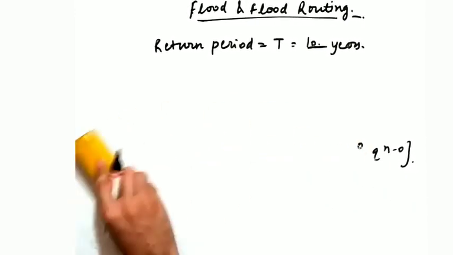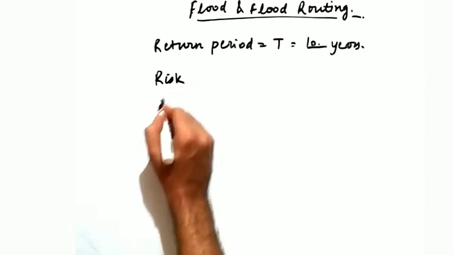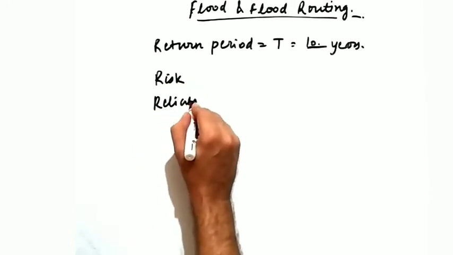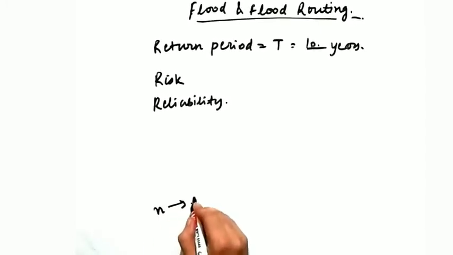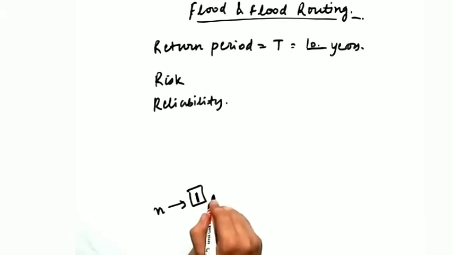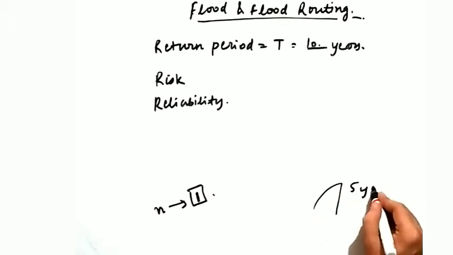Now see, there are 2 terms related to probability. One is called risk and one is called reliability. Risk means that the particular structure is at risk, that means in n number of years, at least once this particular flood will come. Suppose I have designed a particular structure and I said that the life of this structure is 5 years.